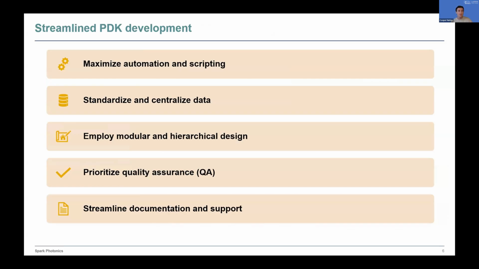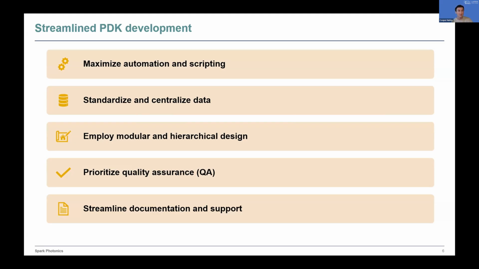Now, to just summarize the streamlined PDK development here, the goal is to maximize automation and scripting. When you use automation, you can script your P cells so that they can be easily reused. And then if you use automated DRC, users can check their designs themselves before submitting, ideally decreasing the amount of DRC flagging that the foundry has to do.